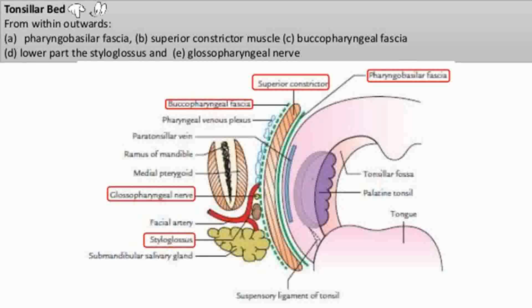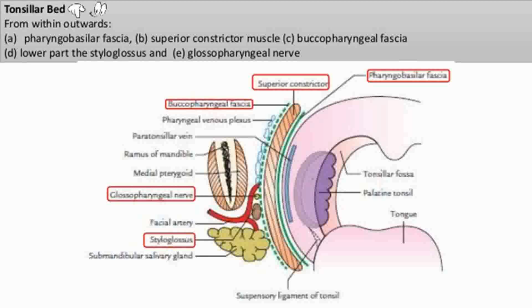The arrangement, from within outwards, is as follows. The first is the pharyngobasilar fascia. The next is the superior constrictor muscle, which I have already mentioned in the boundaries. The third is the buccopharyngeal fascia. The fourth is the styloglossus muscle, only the lower part. And the fifth is the glossopharyngeal nerve. So these are the 5 tonsillar bed structures.